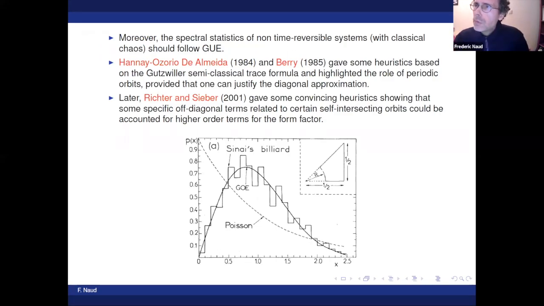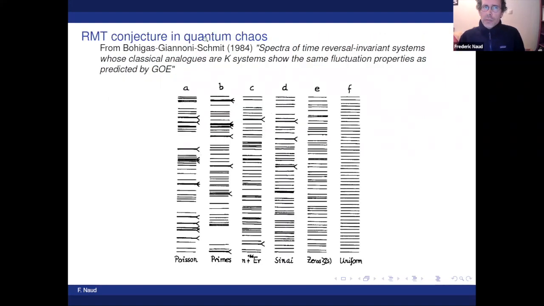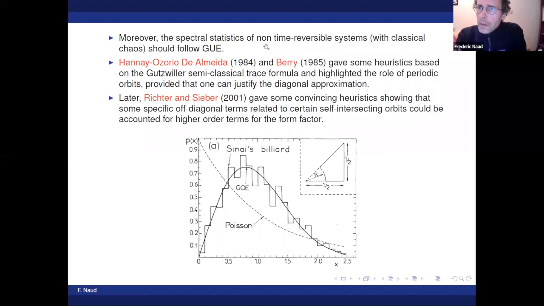And then we will move on to the Laplace spectrum and see the connection. So the first statement in this conjecture of Bohigas, Giannoni, Schmit says that when you have time reversal quantum systems, then the spectral statistics should be GOE, okay? And when it's non-reversible, for example, if you have some magnetic fields or stuff like that, then it should follow GUE. Okay. So there is a difference.